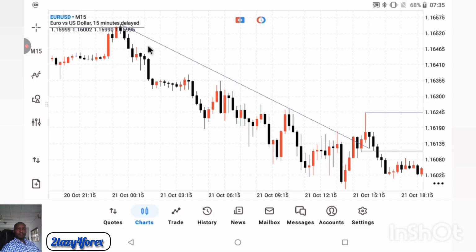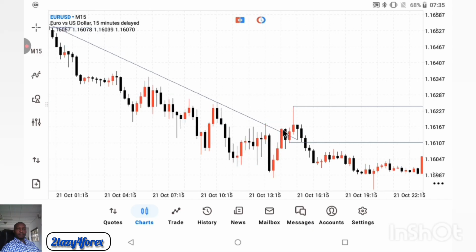No black candle to black wick. There should be no black body or black wick above the trend line. If it is a buy model, there must be no red candle below the trend line. Sorry, if it is a sell model, there must be no red candle above the trend line. So look at it now.